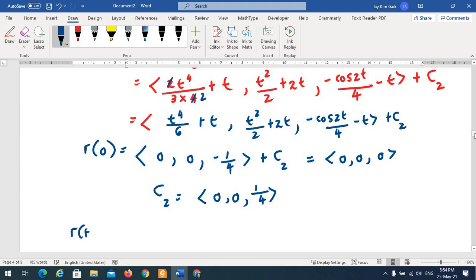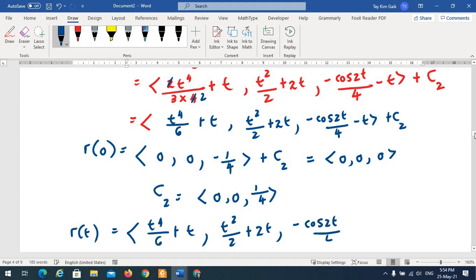It turns into r(t). Okay. Component i adds up with 0, so it's t to the power 4 over 6 plus t. Component j adds up with 0, so it's just t squared over 2 plus 2t. Component k adds up with component k from C2, so negative cos 2t over 4 minus t plus 1 over 4. So this is the r(t).